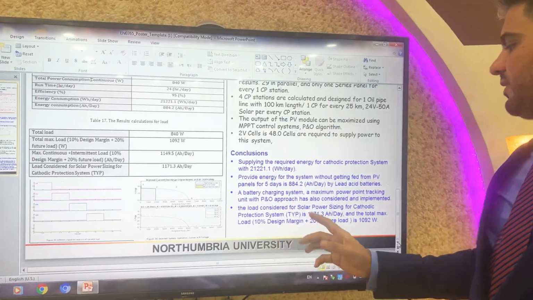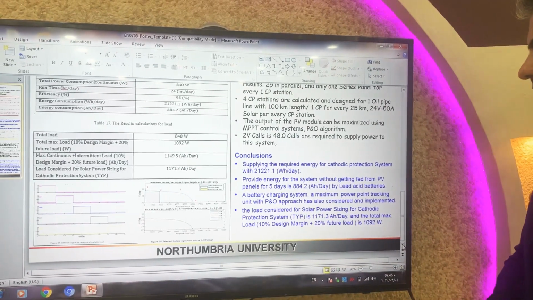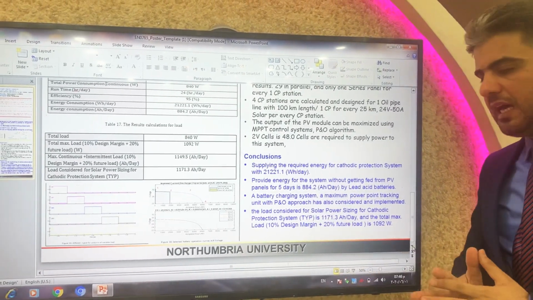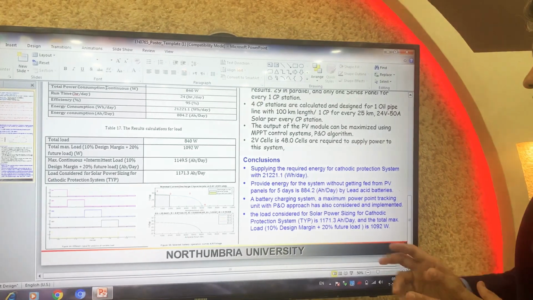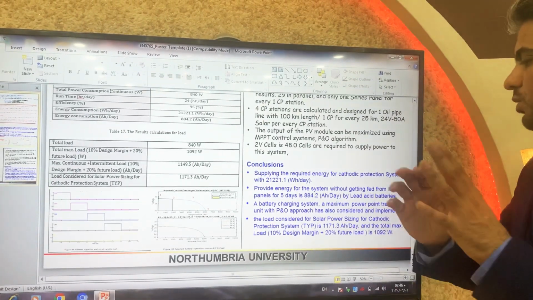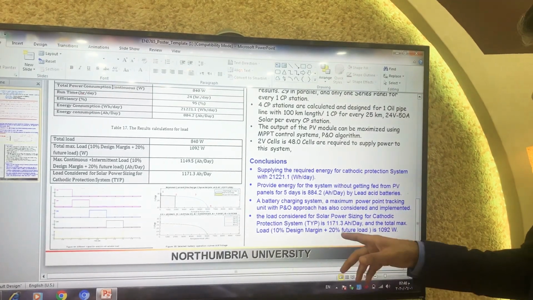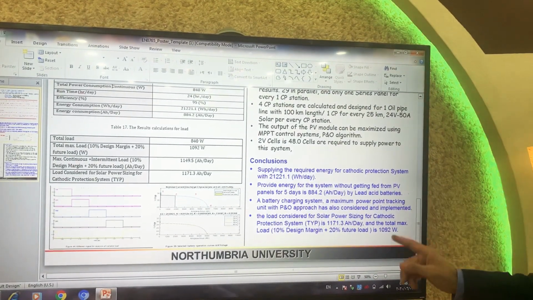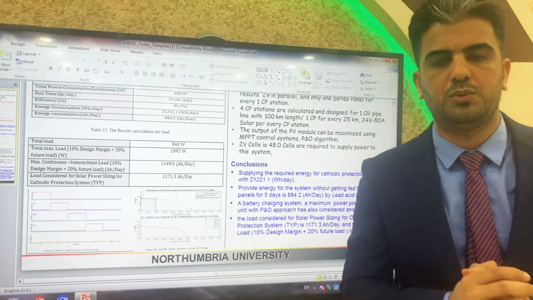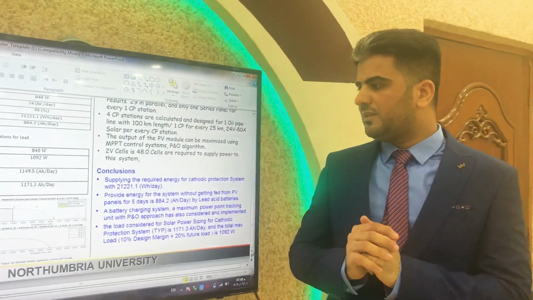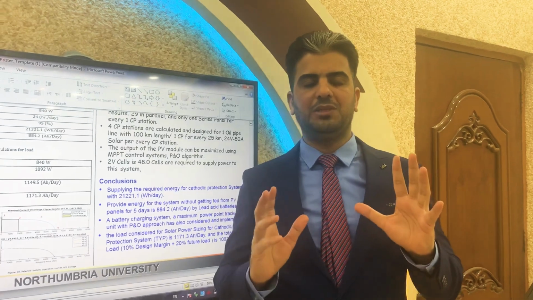The load considered for the solar power plant for the cathodic protection system is 1,171.23 ampere hours per day, and the total maximum load with 10% design margin and 20% future load is 1,092 watts. Sorry, because I summarized everything.